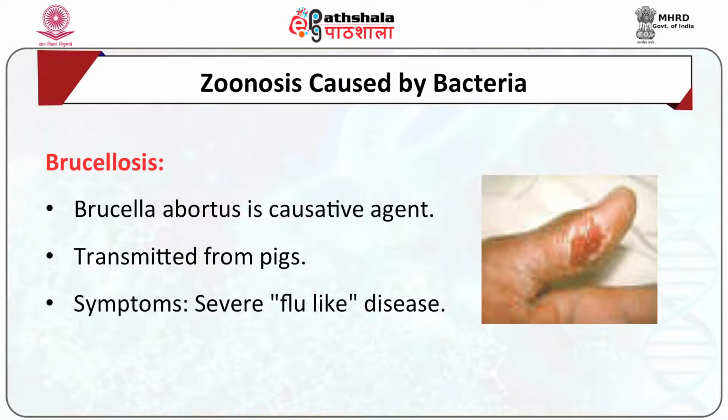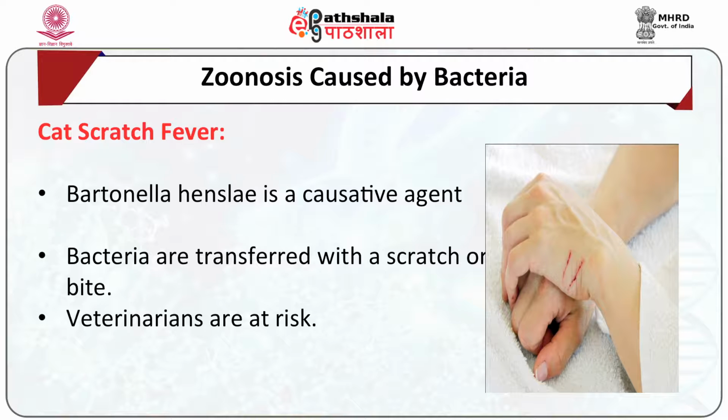Then next disease is brucellosis. Bovine brucellosis is another severe zoonotic infection. Brucella abortus is the causative agent. Brucella suis is another bacterial species which causes this infection. This disease is transmitted from pigs and results in severe flu-like symptoms like running nose, fever, coughing, etc.